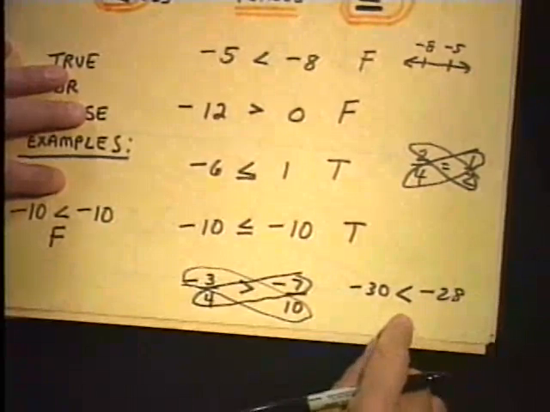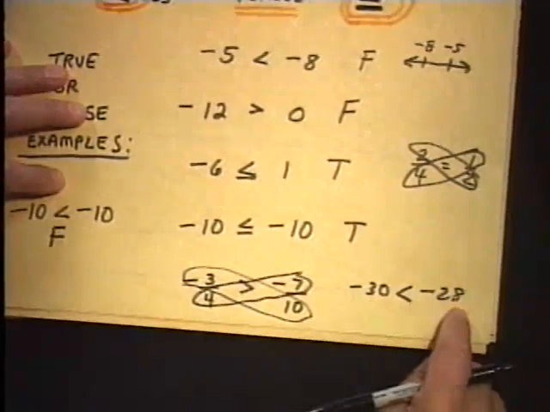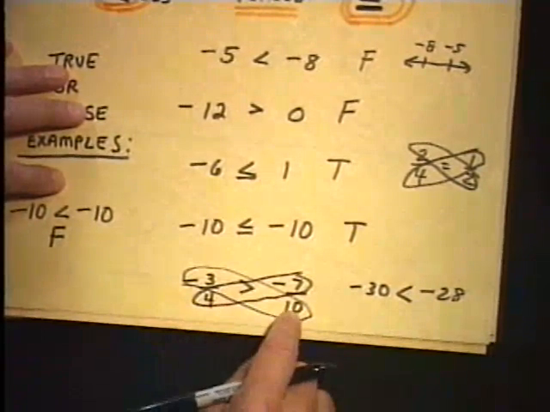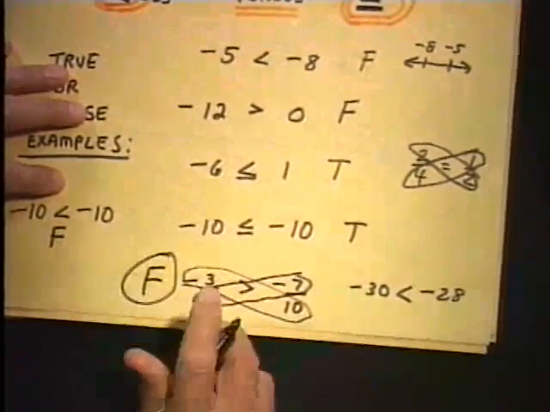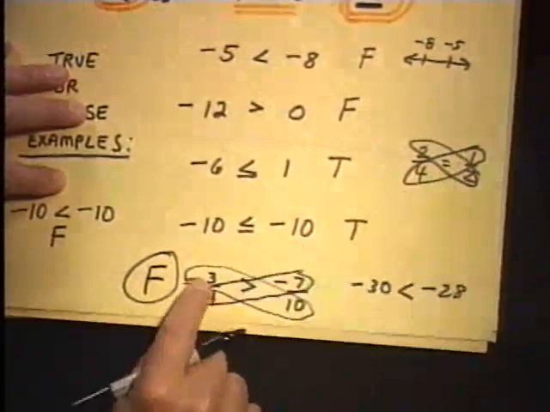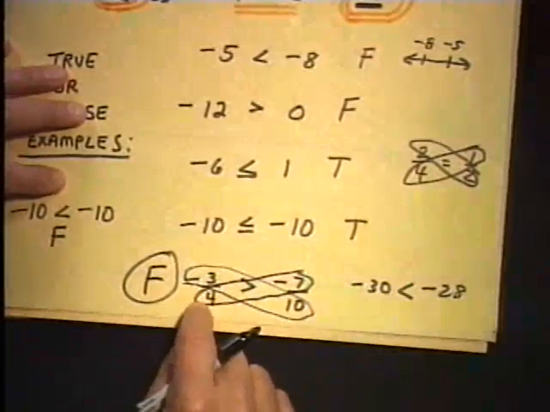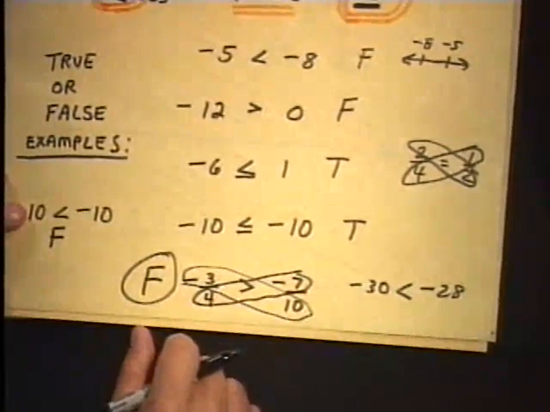It would be less than. So for this case, since negative 30 is less than negative 28, this fraction, negative 3/4, would be less than negative 7/10. So this statement would be a resounding false here. All right, so that little cross product rule also will help you compare whether fractions, whether they be positive or negative, are greater than, less than, and so forth. So that's kind of a neat trick.